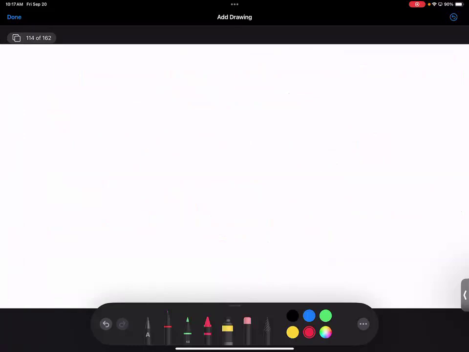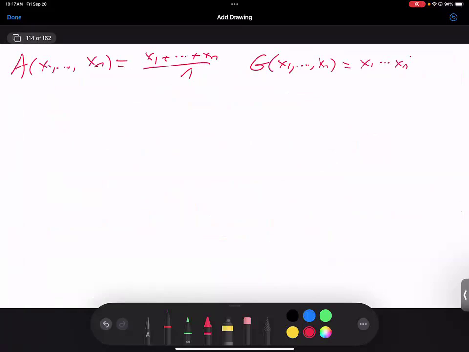Let's give some functions names. I will call a of x1 through xn to be (x1 plus dot dot dot plus xn) over n, and g of x1 through xn to be (x1 dot dot dot xn) to the 1 over n. Hopefully you can figure out where these names come from. And maybe without loss of generality, we'll assume each of the x's is non-negative. And I want to compare the a function to the g function.